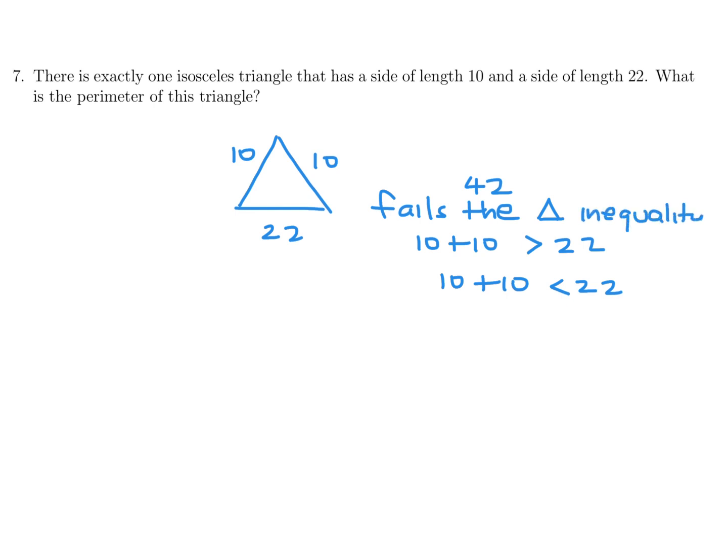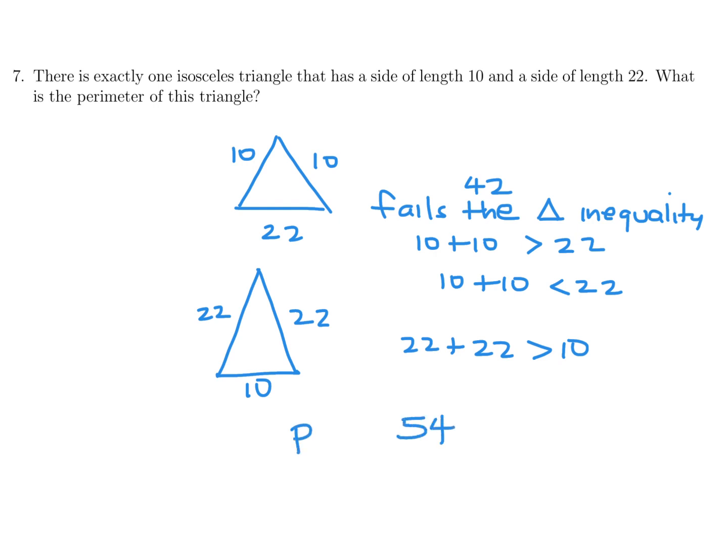I'm sure you guys know about that. So the way I drew it is wrong. It's got to be drawn in another way. Let's see if I can draw it in another way and make it look realistic. 22, 22, and 10. That would be the proper way of drawing it. This, of course, would satisfy the triangle inequality, and therefore the perimeter would be 44 plus 10, 54 is the perimeter.